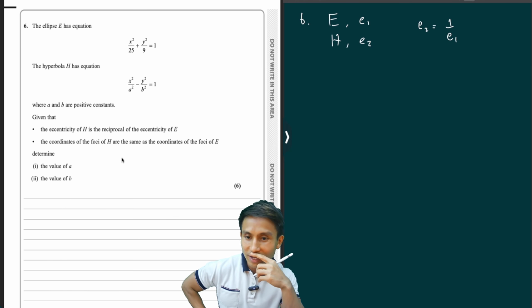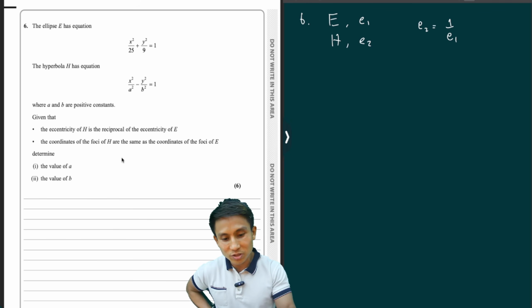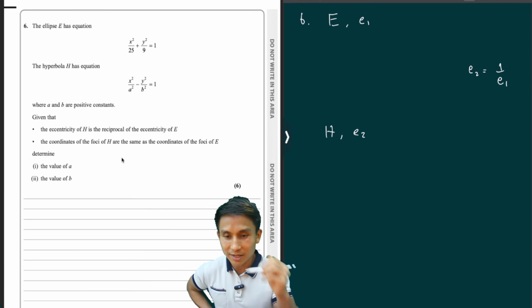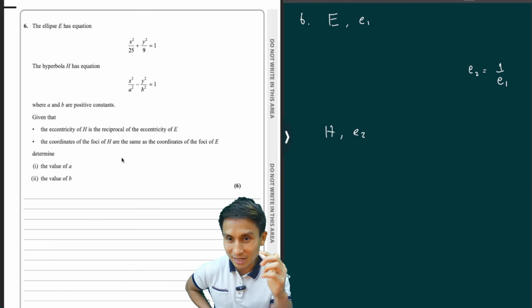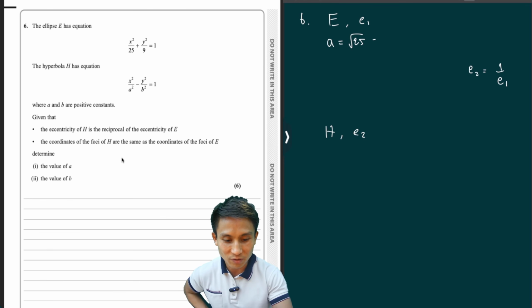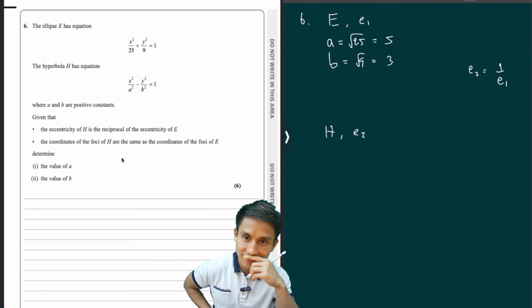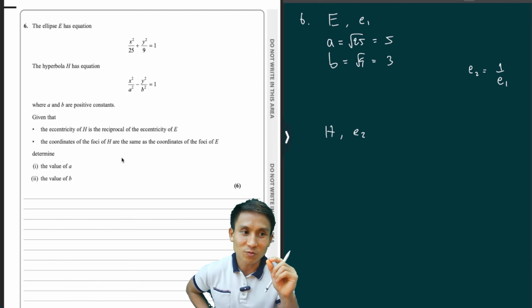The coordinates of the foci of H are the same as the coordinates of the foci of E. Okay, so just the two foci. So we should get the information for each one first. I'm just going to put the E there, and for the ellipse, the thing that is greater beneath the x squared would be the a, the major axis. So a is the square root of 25, which is 5, and b would be the square root of 9, which is 3. Now the easiest way I would do this is to get the c first.